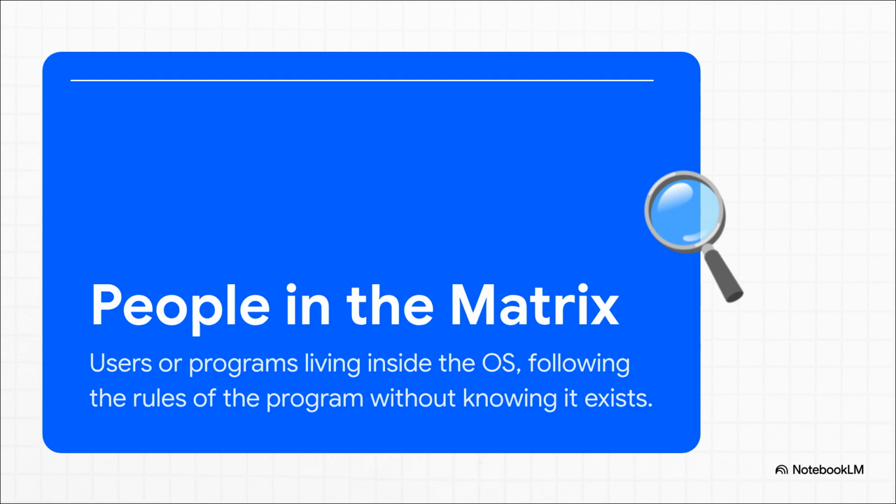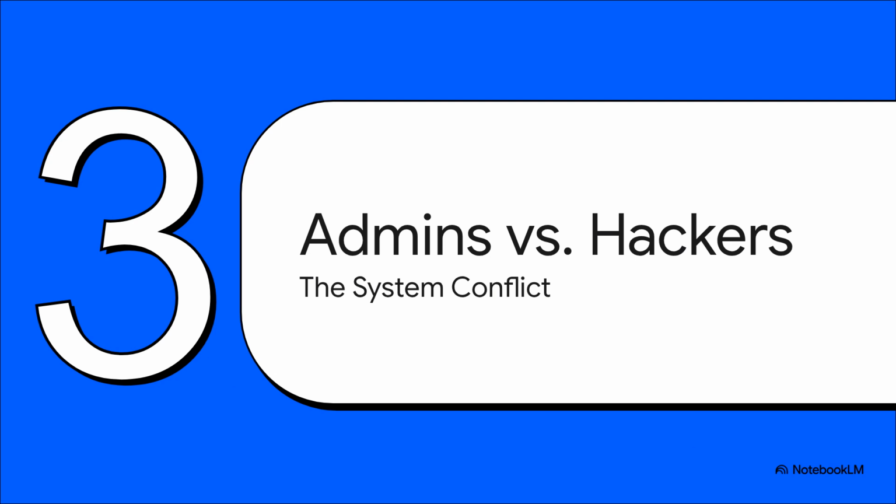And you know that feeling of déjà vu they talk about in the movie? That's just a bug in the code. It's a little glitch that happens when the system gets an update. Of course, no system is perfect, right? There's always going to be some kind of conflict, which brings us straight to Section 3, admins versus hackers.